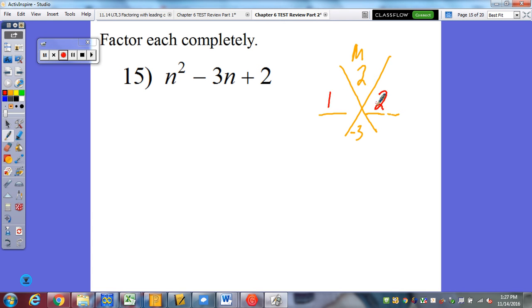But 1 times 2, well, that's 2, but 1 plus 2 is not negative 3. So I make both of them negative. Check it again. Negative 1 times negative 2, positive 2. Negative 1 plus negative 2, negative 3. So when we factor, n minus 1, n minus 2. Look at another example.